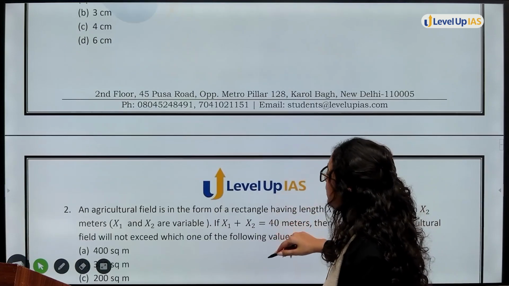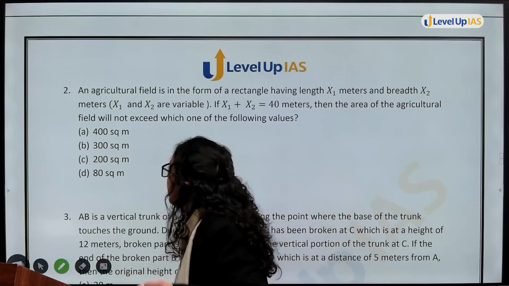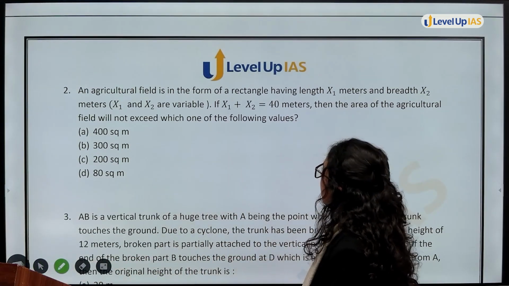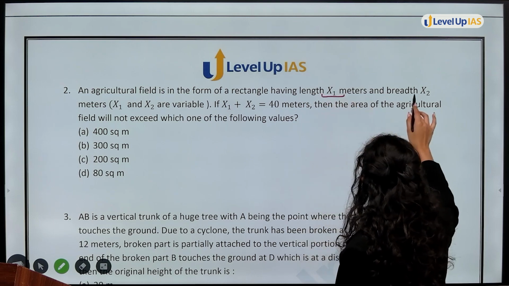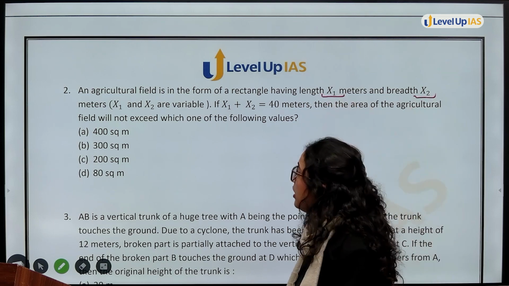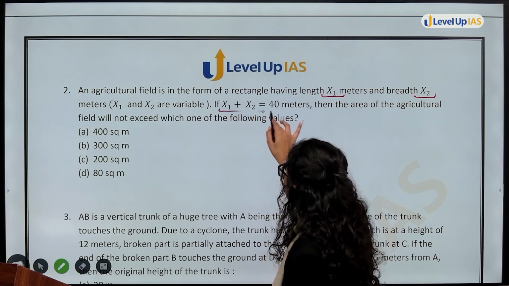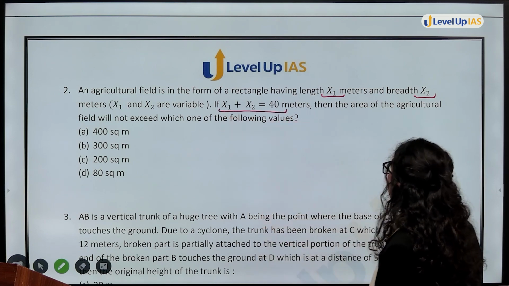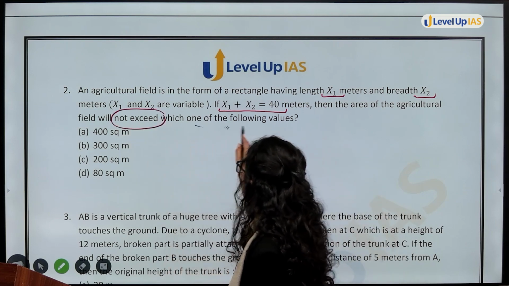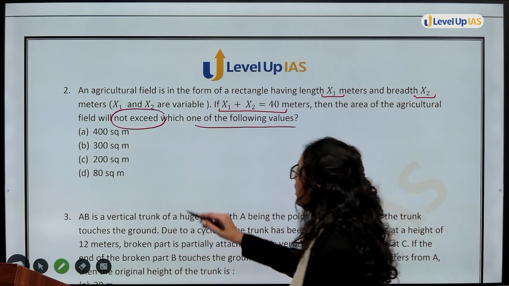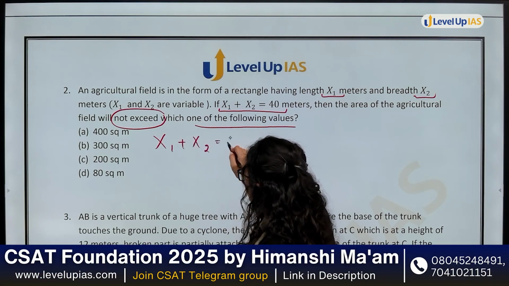you have the next question of 2016, which is what? An agriculture field is in the form of a rectangle having length x1 meter and breadth x2 meter. x1 and x2 are variable. If x1 plus x2 is 40, area of agriculture field will not exceed which one of the following values? So you know that x1 plus x2 is equal to 40.